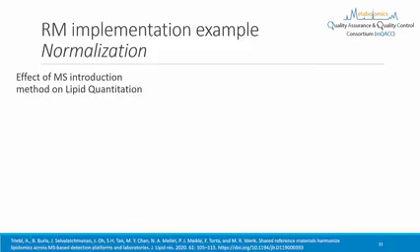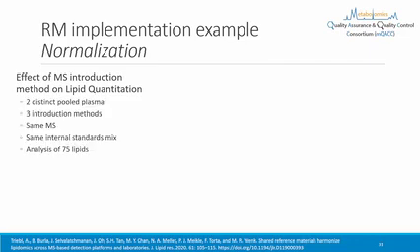So I wanted to highlight an example of a reference material use here. This was a group of lipidomics scientists who wanted to look at the effect of the mass spec introduction method on lipid quantitation. They used 2 commercial pooled plasma samples. One was SRM 1950, the other was another commercial material. 3 introduction methods, HILIC, reversed phase, and direct inject, all on the same mass spec using the same internal standard mix, and for the analysis of 75 lipids.